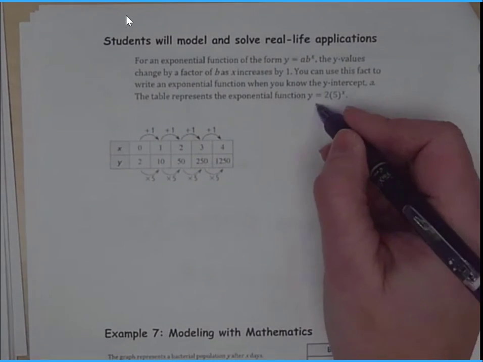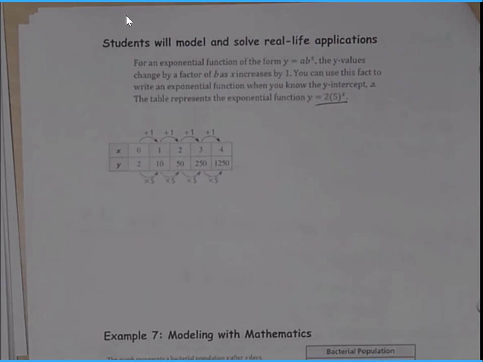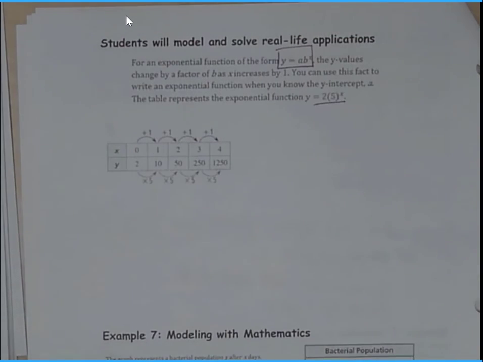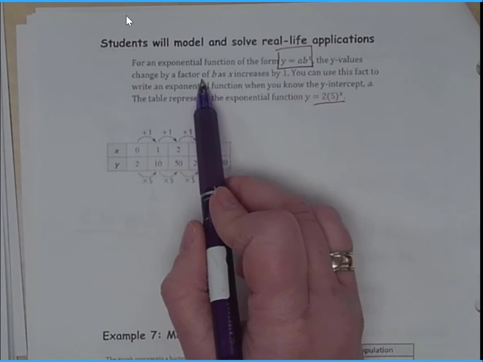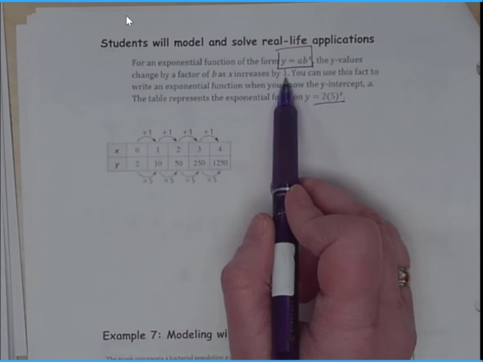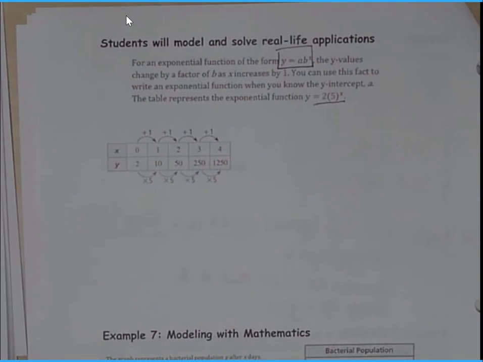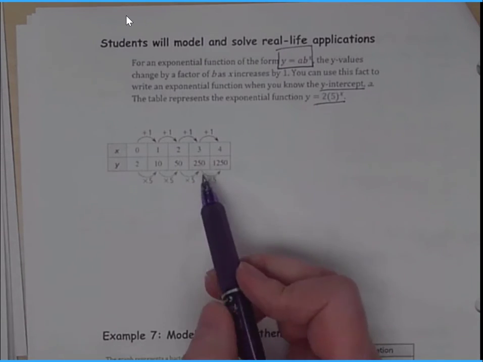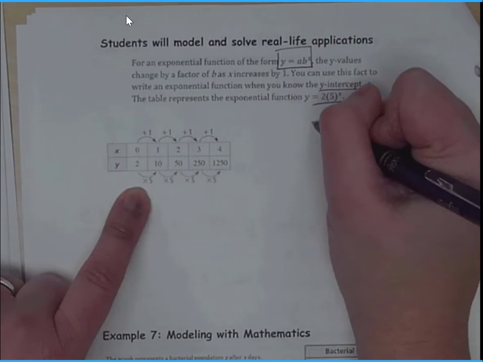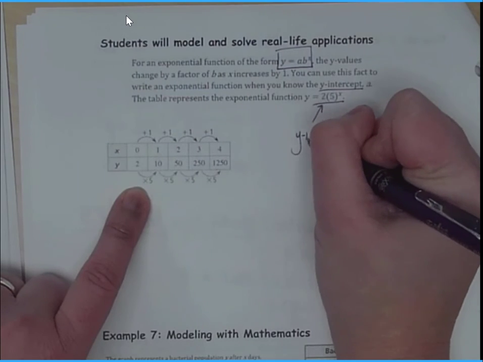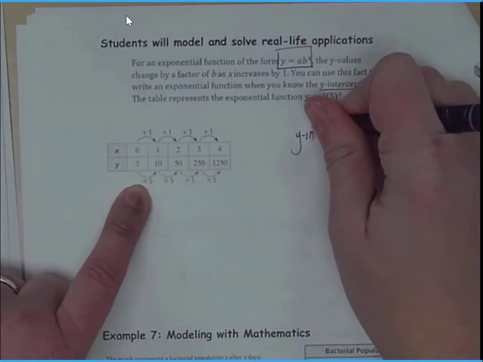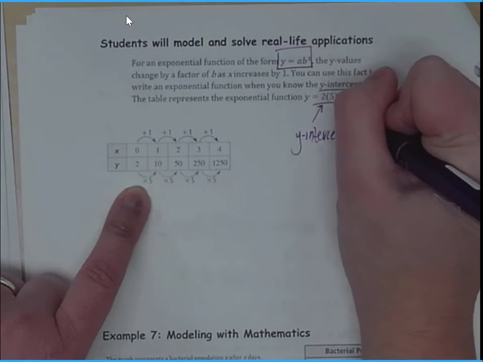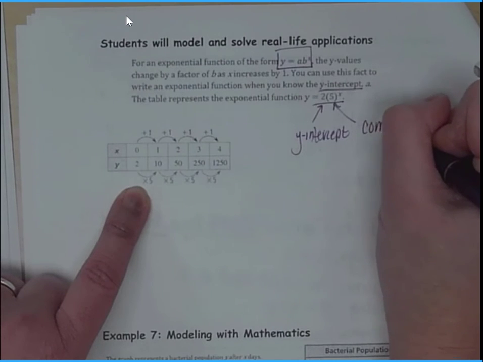So we've talked about this equation here for an exponential function in the form of y equals ab to the x. The y values change by a factor of b as x increases by 1. So you can use this fact to write an exponential function when you know the y-intercept. So if we take a look, now remember this 2 is the y-intercept. And the 5 is the common ratio.